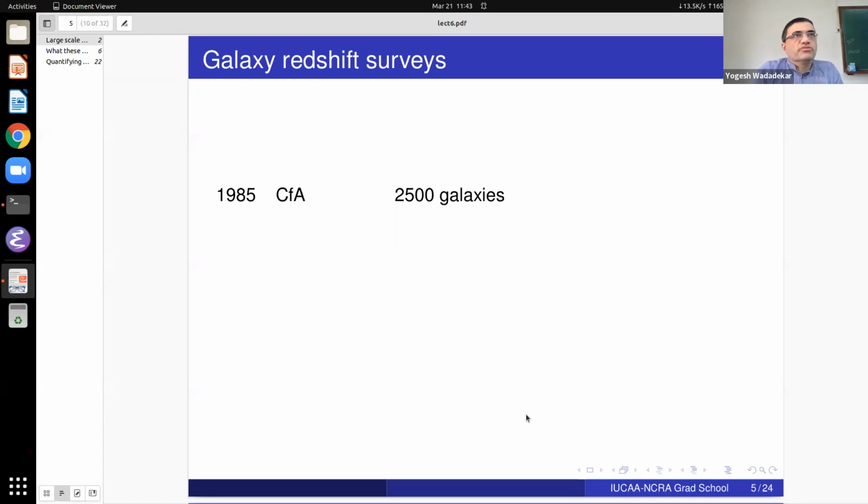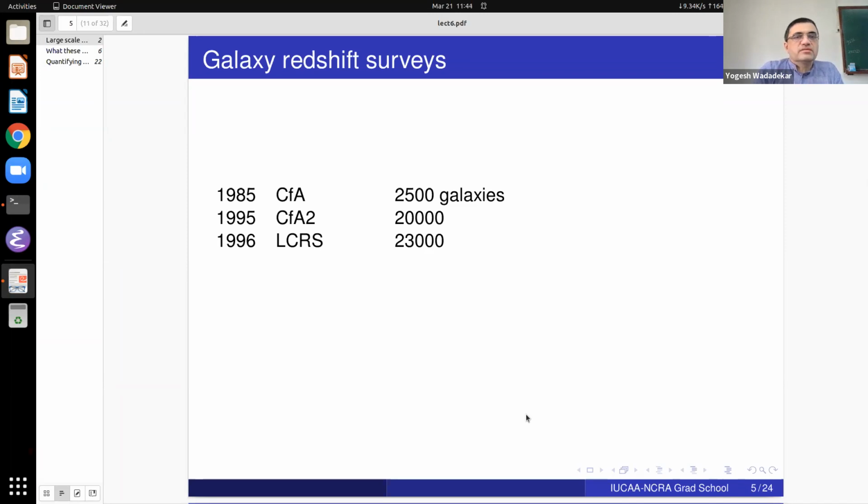Okay. So of course, spectrographic observations of galaxies go back to the 1910s. But these were usually done by small groups of people observing small samples of galaxies, 10 galaxies, 5 galaxies, like that. But by 1985, the first systematic large area spectroscopic survey of galaxies had been carried out at the CFA, and they observed 2,500 galaxies in their work.